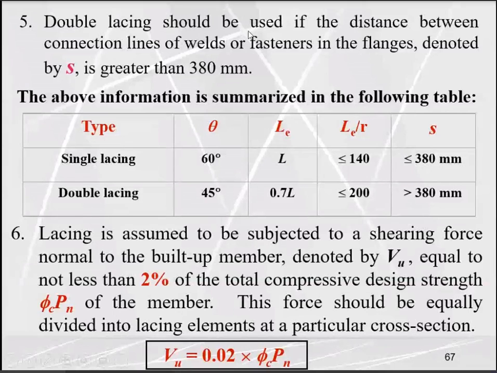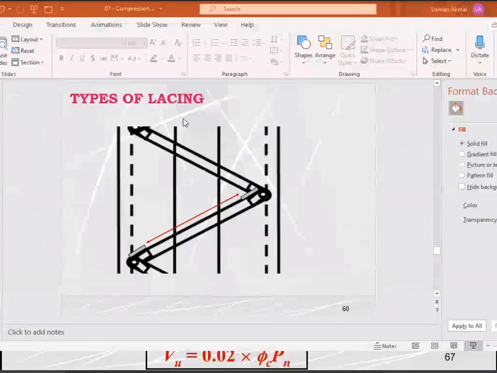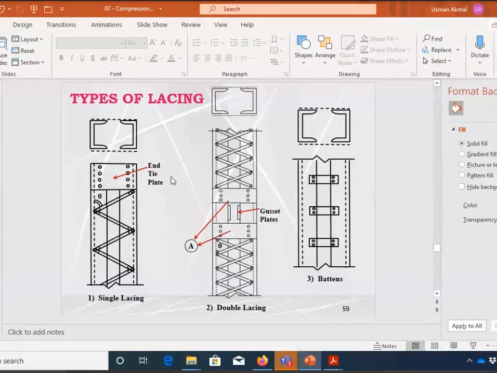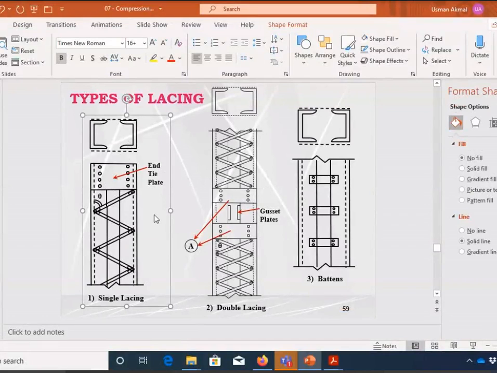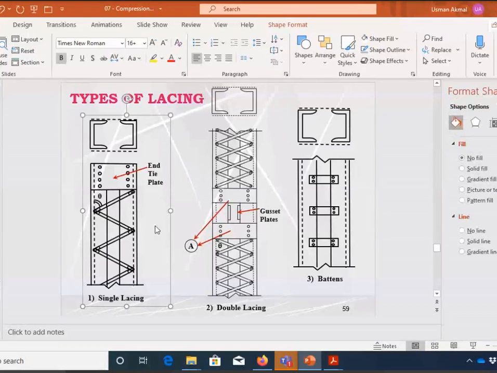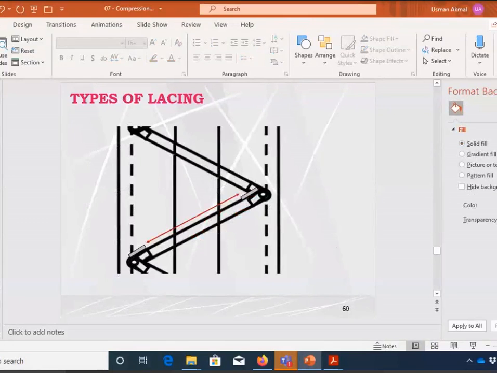Double lacing should be used if the distance between the connection lines of the weld or fastener in the flanges, denoted by S, is greater than 380. Yes, I need to explain this also. Okay, let me use the same example, on the same slide or maybe the next slide.